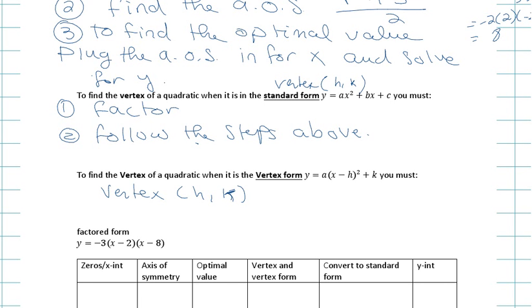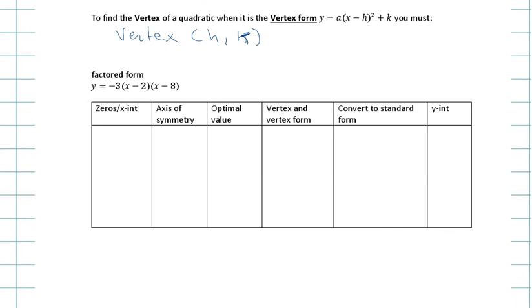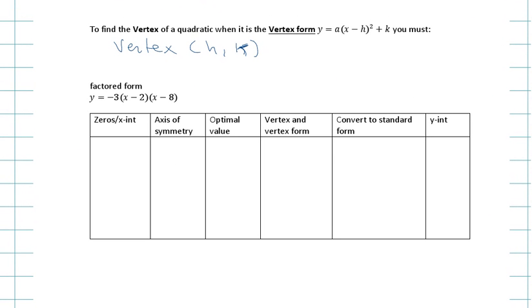So here are some examples that we're going to look at. First example we're going to look at is in the factored form. And it's asking you to find your zeros or your x-intercepts. So what are my zeros or x-intercepts? So I just write 2 and 8. That's what I would write? x equal to 2 and x equal to 8. So my 2 zeros are 2 and 8.